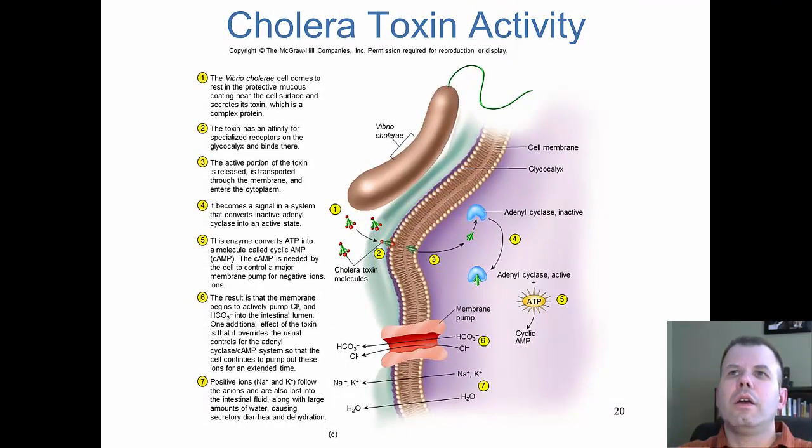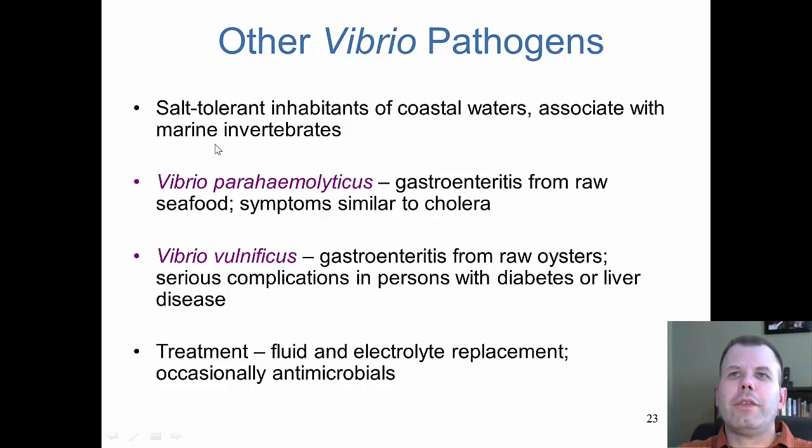Okay. Now, some other Vibrio pathogens. Some are salt-tolerant inhabitants of coastal waters associated with marine invertebrates. Another one is Vibrio hemolyticus, which is gastroenteritis from raw seafood. So you guys that like to eat raw oysters, this could be an issue and give you a nice case of diarrhea. You can get Vibrio vulnificus, which is gastroenteritis from raw oysters. There you go. Serious complications in persons with diabetes or liver disease.